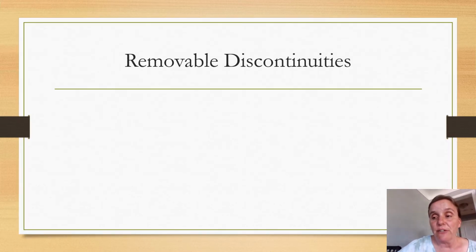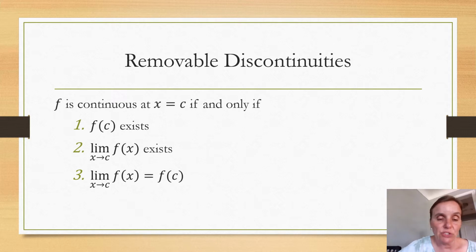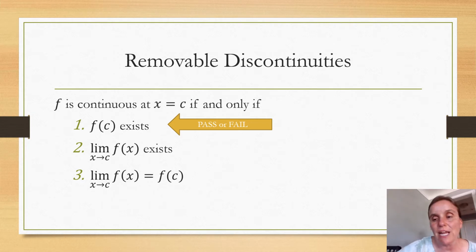So for removable discontinuities, if we look at that continuity test, which is that three-part test, part one might pass or it might fail. You might have a value or you might not. So you can have a removable discontinuity that can have a value or it could not have a value. Either way, it's a removable discontinuity.